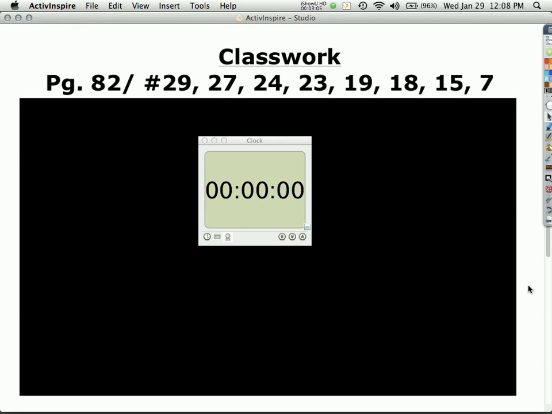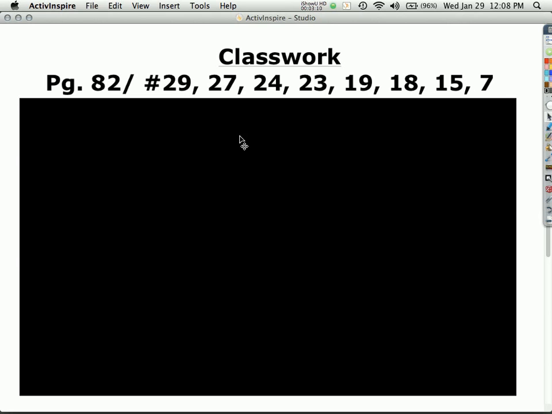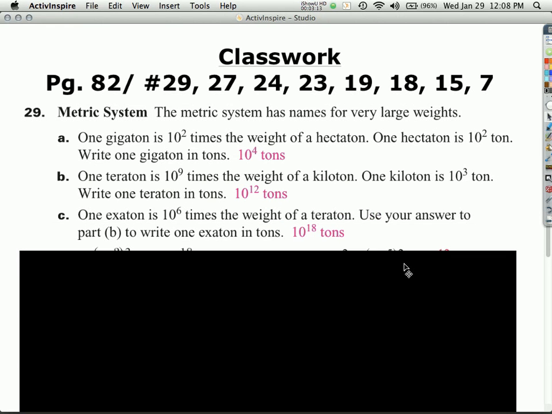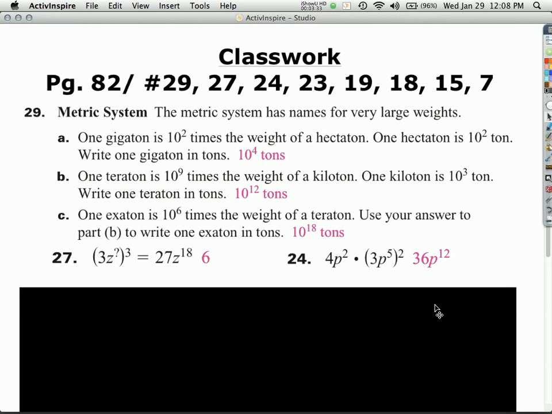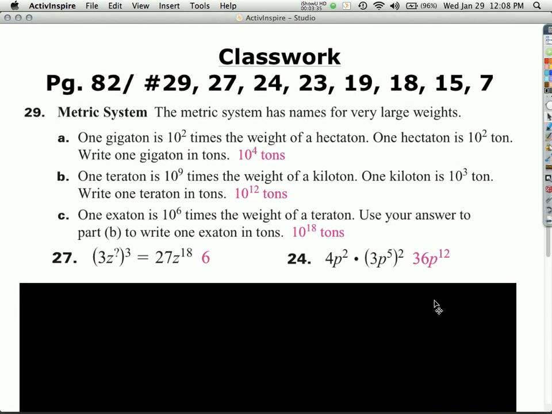Okay, colored pens up. Here we go. 29. There's 3 different parts. A was 10 to the 4th tons. B is 10 to the 12th tons, and C is 10 to the 18th tons. 27. The missing number was 6. 24. 36p to the 12th.